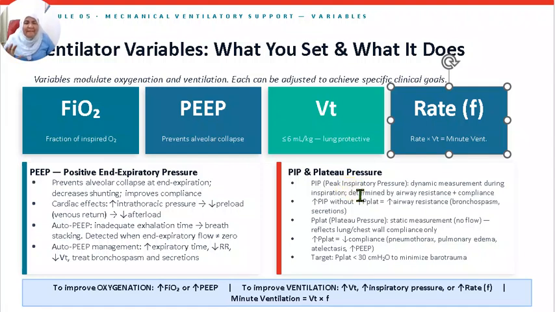The PIP and plateau pressure. PIP is the peak inspiratory pressure. It is the highest pressure during the breath, no? So it reflects both the airway resistance and the lung compliance. While plateau pressure is measured by pressing the inspiratory hold button, so it reflects lung and chest wall compliance alone, because at zero flow, resistance drops out of the equation.